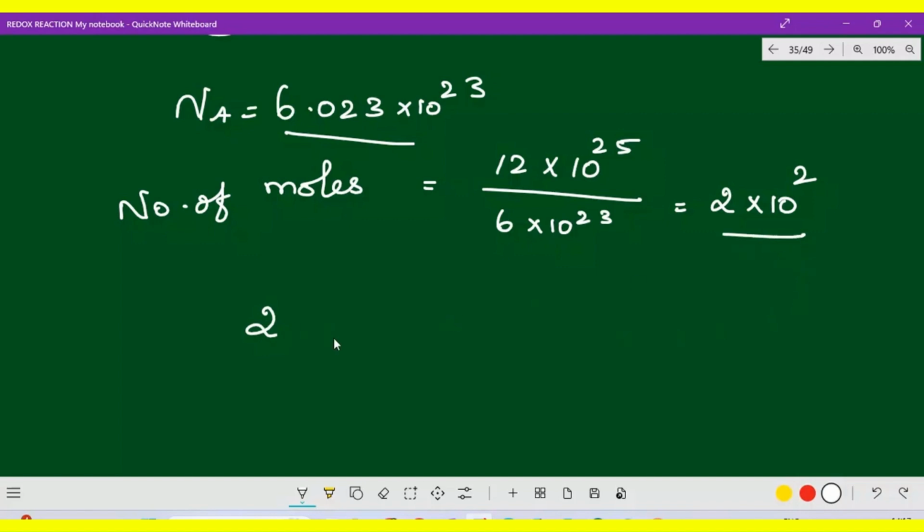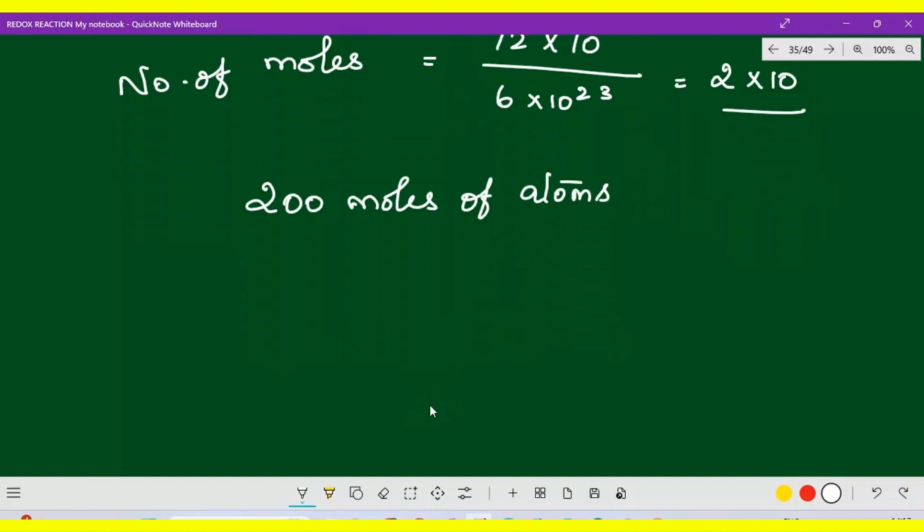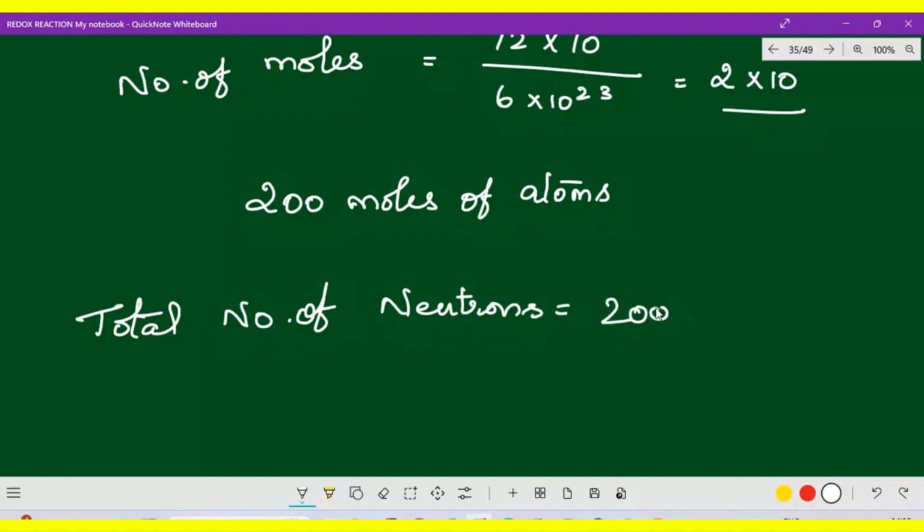So 2 into 10 to the power of 2, it is 200 moles of atoms. So the total number of neutrons: here 200 into 9 into Avogadro number, Na we can mention. When you are calculating, this is 18, so 1800 Na. So this is the answer.